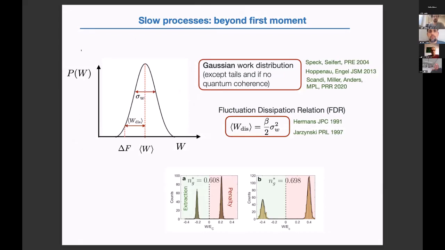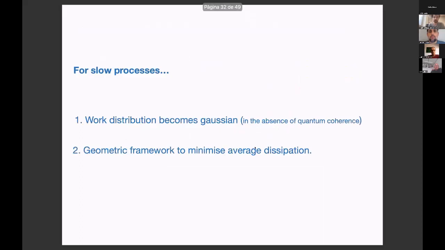So yes, going beyond the first moment, it's also known that the work distribution for these slow processes takes a very simple form, because it takes a Gaussian shape with the first and second moment related by the fluctuation dissipation relation. So we really have a very good description of slow processes, because we understand very well the average dissipation and how to minimize it. And from this, we can build the full distribution. And this also describes experiments very well. So this is the summary.